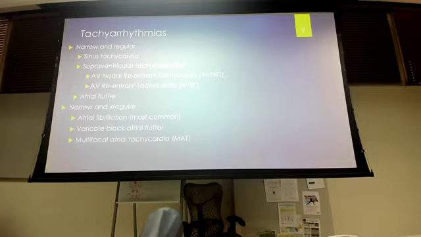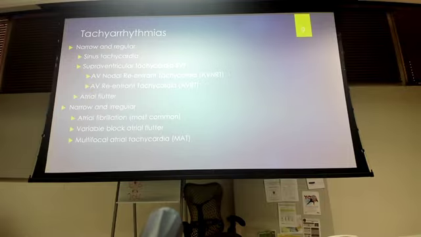So when I give you a question on the exam, you're going to look there and it's going to be obviously regular or obviously irregular. It's going to be obviously wide or obviously narrow. If you have a narrow complex, regular tachycardia, and you choose atrial fibrillation, is it going to be right? No, it's going to be wrong because that's irregular.